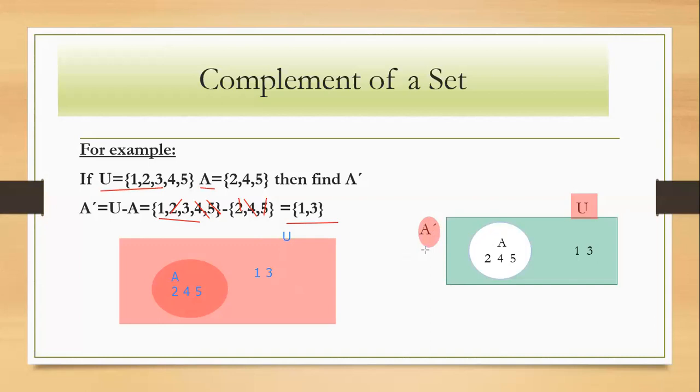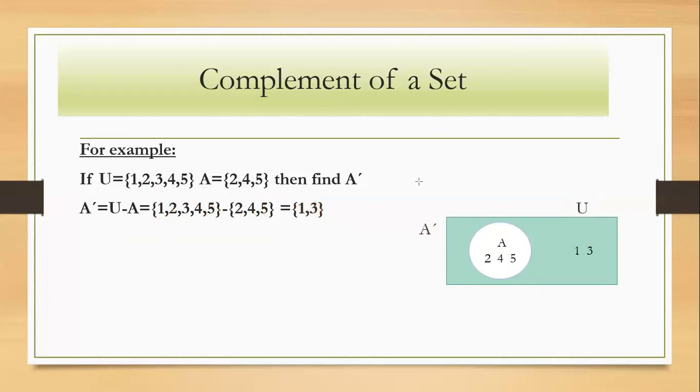After drawing the Venn diagram by looking at the question, step number 2 is shading. And shading depends upon the answer. Here you can see that the answer is 1, 3. That means you have to shade only the outer part of set A, this part. Don't shade set A because the answer is 1, 3. If the answer is 2, 4, 5, then you have to shade set A. Is it clear?